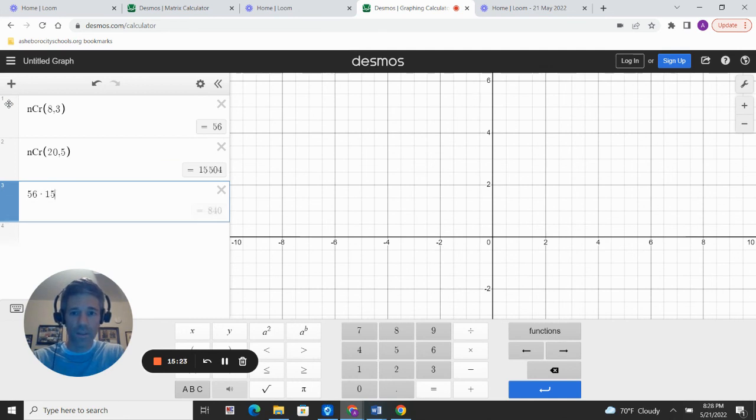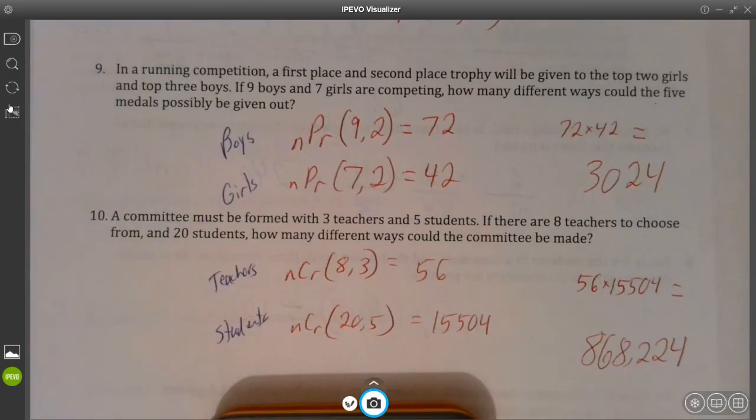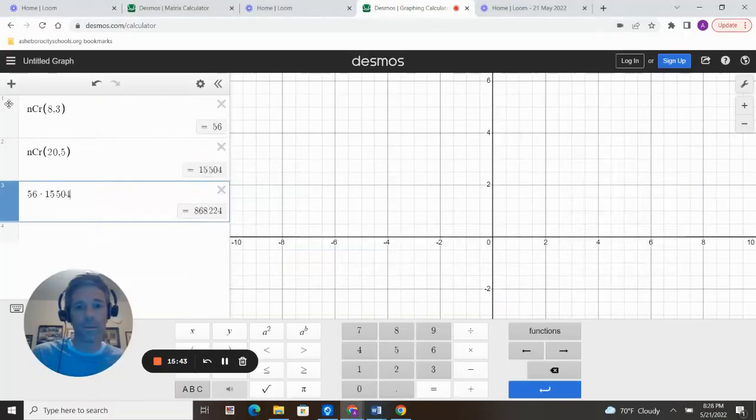56 times 15,504. I have 868,224, and I have written it on my paper. There it is. We multiply our options together. So I hope this makes sense. When in doubt, look back at your chart. Look at the flow chart. It's going to help you out a lot. There we go.